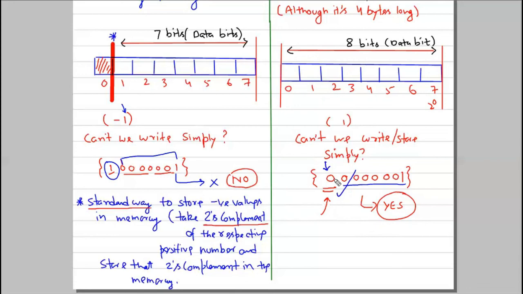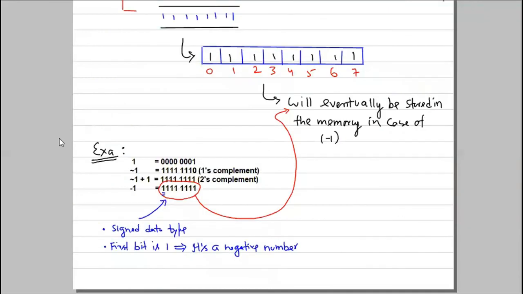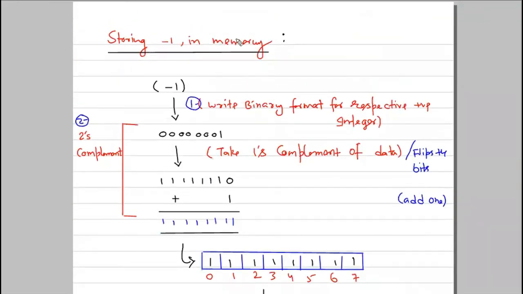So read it the way it is written. But in case it is 1, then it will consider this is not the actual data. It would be the 2's complement of the actual data. That is what I have written. So let's try to store -1 in the memory. So this is the -1.